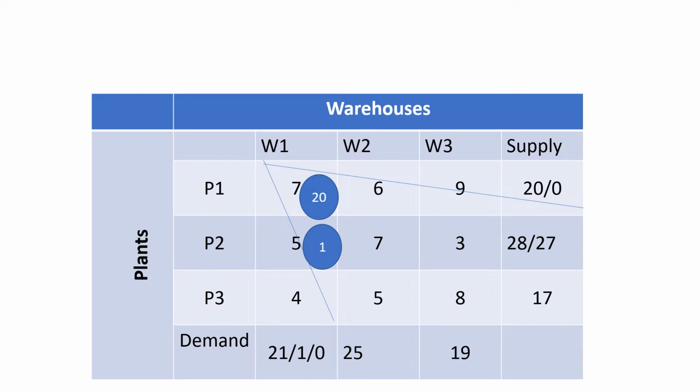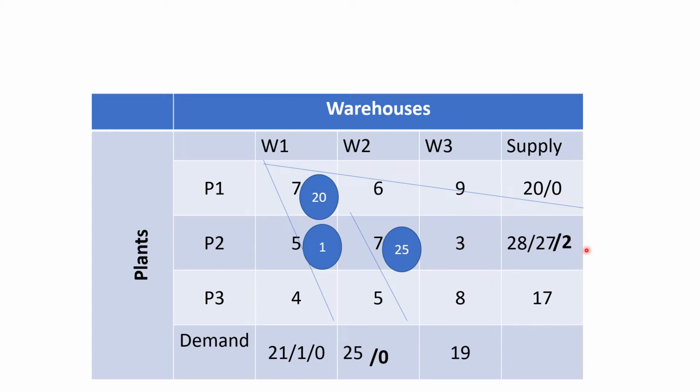Once we allocate 25, the supply and demand are to be adjusted accordingly. So we have done that. 25 becomes 0. 27 gets reduced to 2. Once this becomes 0, cross out the entire column. Since we cannot move vertically, we will be moving horizontally. So we will come here.